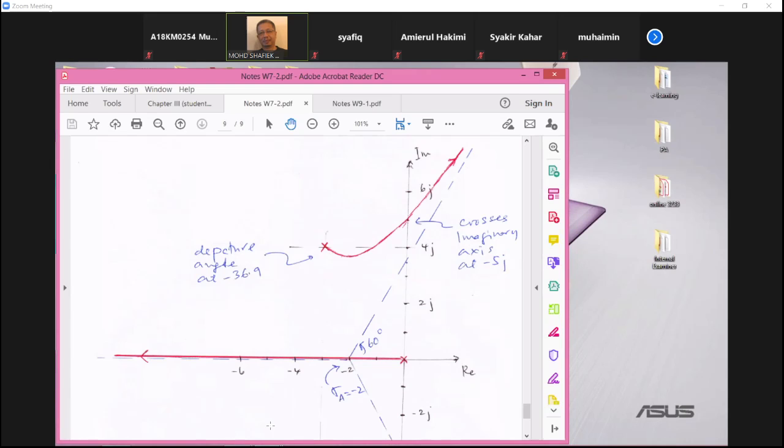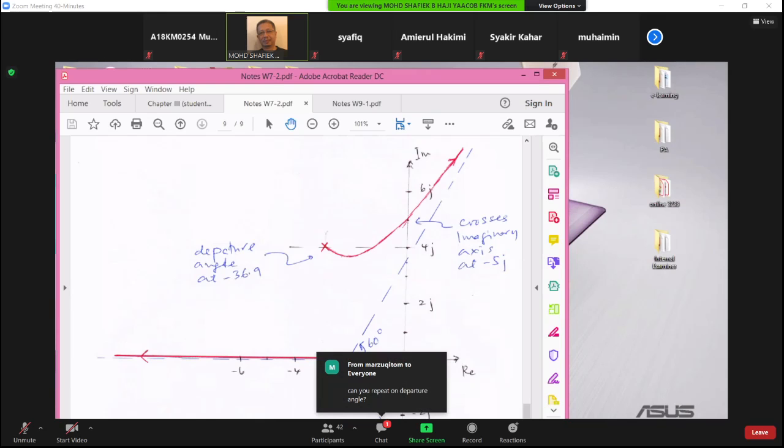But before we go there, is there any question that you want to ask? You can type your question in the chat box, or you can unmute yourself and ask your question verbally.